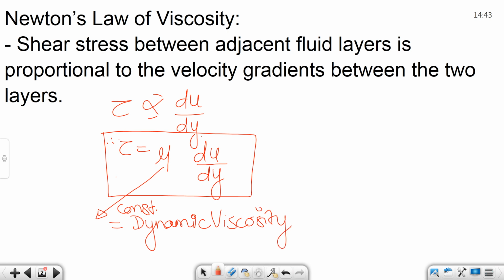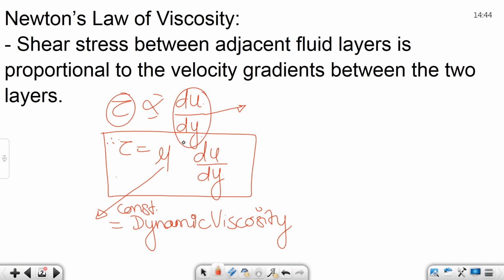Very important term in fluid mechanics: viscosity, which is always represented, as dynamic viscosity, by mu, given by Newton's law of viscosity from a simple experiment, or example, of a fluid flow over a plate. That is, shear stress is directly proportional to the rate of deformation or velocity gradient, that is du by dy. So I can say this du by dy is the rate of deformation or velocity gradient.